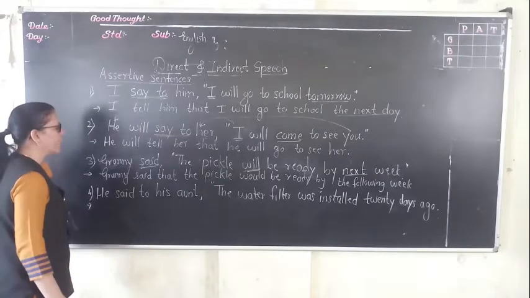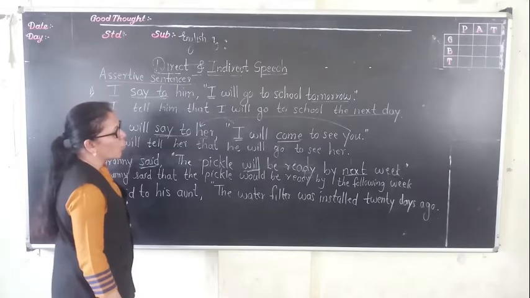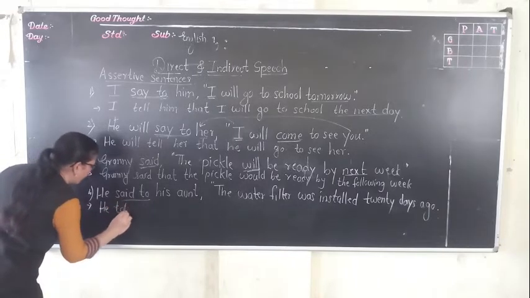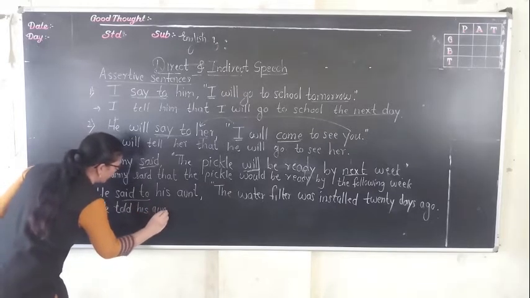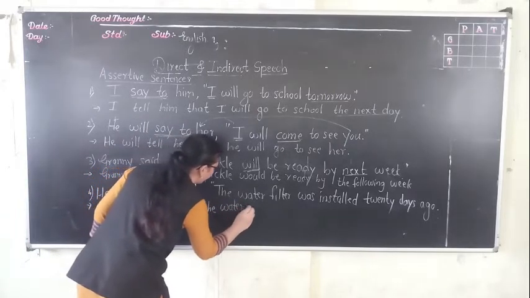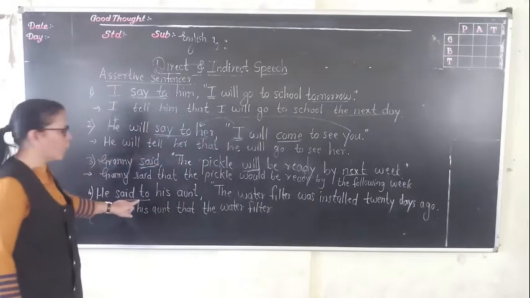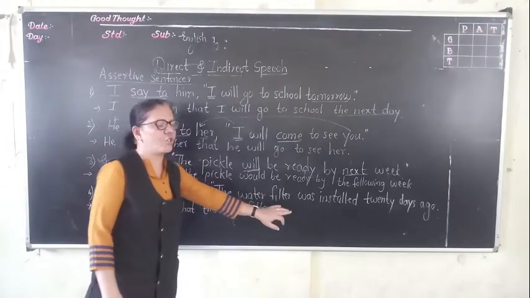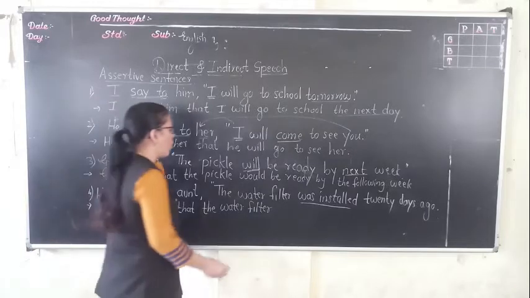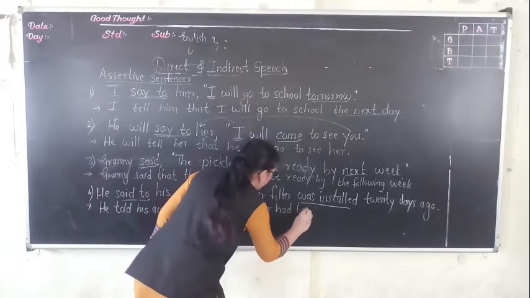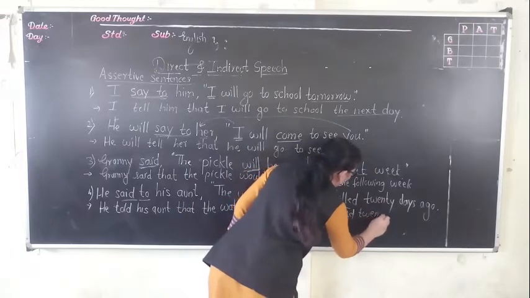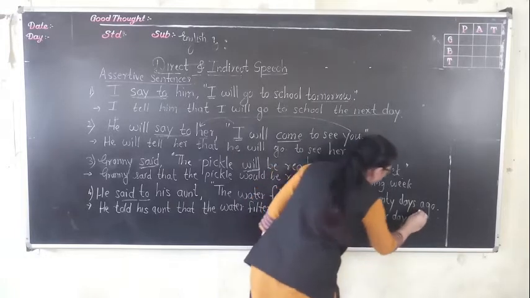Next example. He said to his aunt, "The water filter was installed 20 days ago." So he said to changes to told. He told his aunt that the water filter, here the reporting verb is in past tense, so here this verb will change. Now "was installed," which tense is it? Past tense, so it will change into past perfect. The water filter had been installed 20 days ago will change to before.